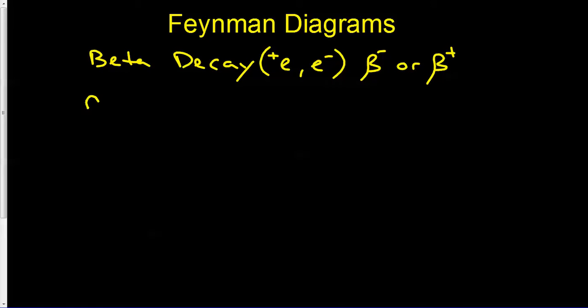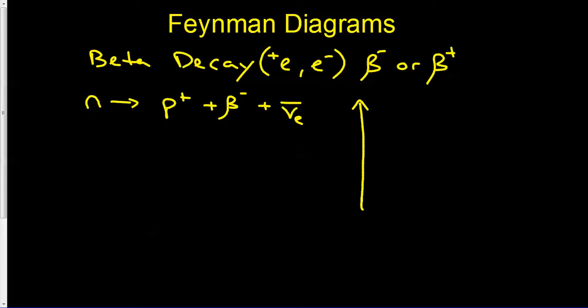Let's say we have a neutron that's decaying into a proton plus a beta minus plus an anti-electron neutrino. So we have a new anti-electron neutrino. That is the decay. So what would the Feynman diagram look like?